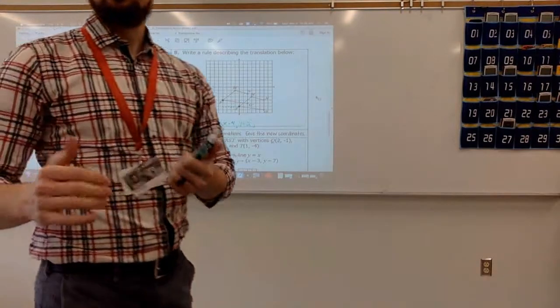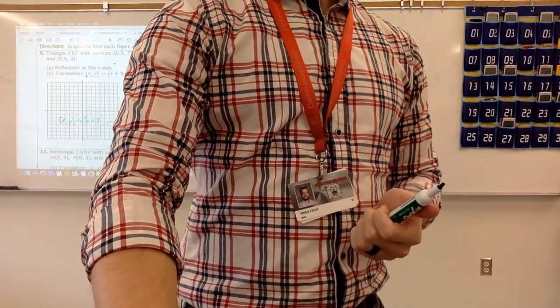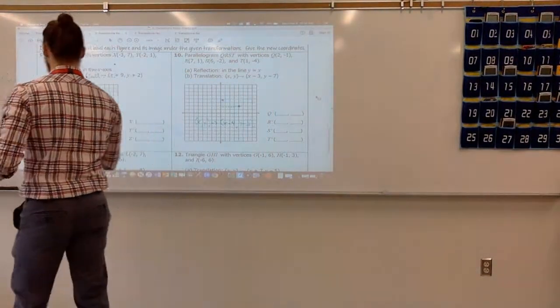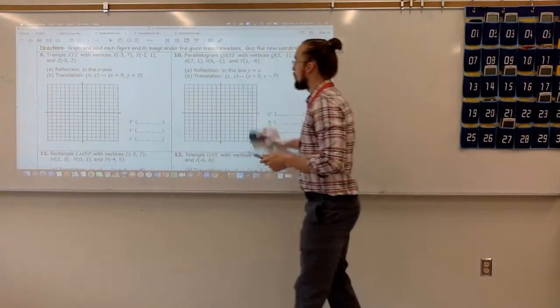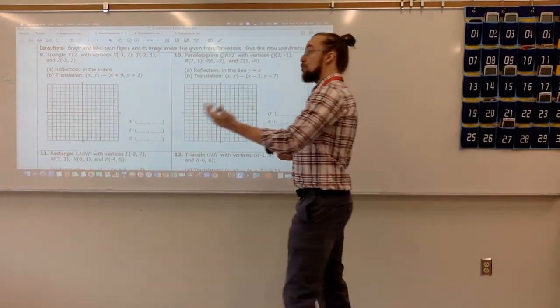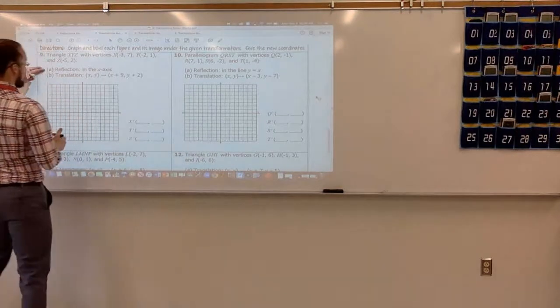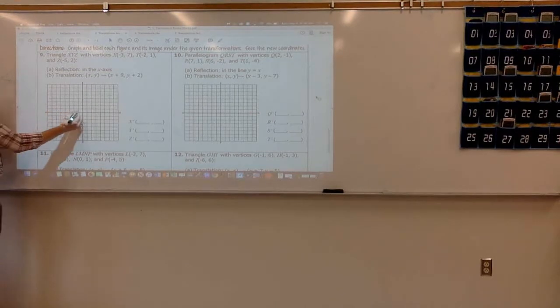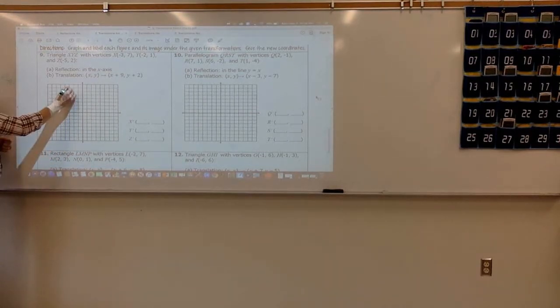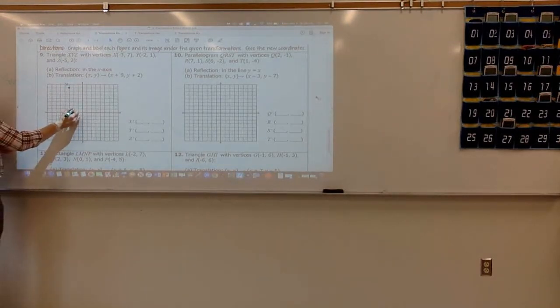All right, then the last thing we're going to do today is combine reflections and translations into the same problem. Okay, so we are going to take some figure and perform 2 operations. So in number 9, I'm going to reflect my original triangle and then translate it. So let's start by plotting our original points. Negative 3, 7 is x, negative 2, 1 is y, and negative 5, 2 is z.